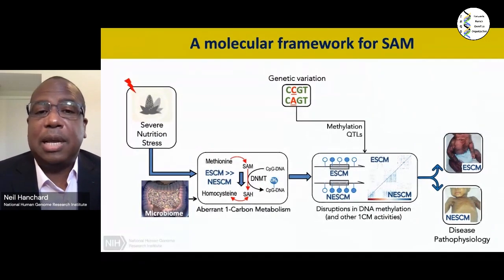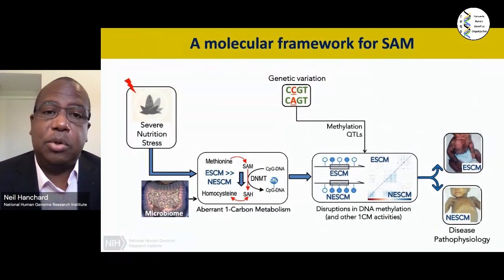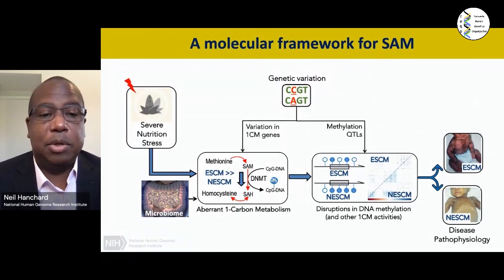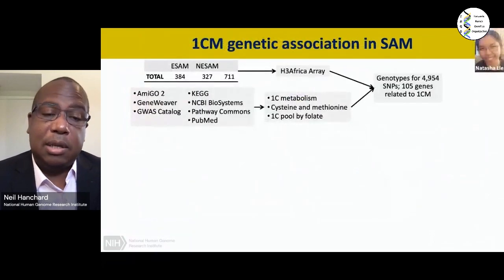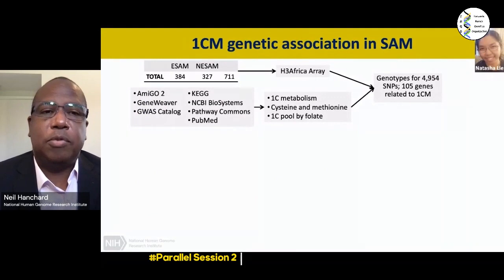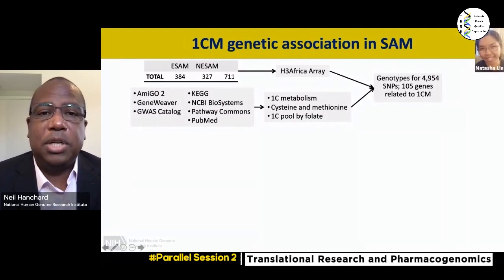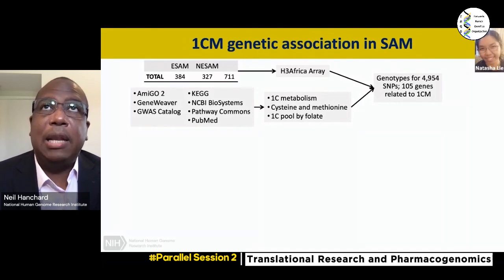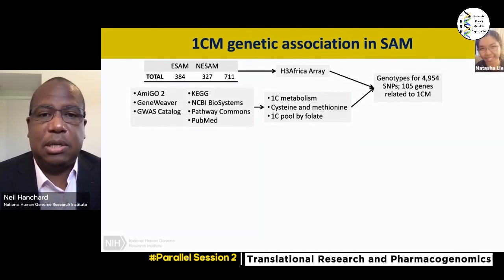But there are other ways that your genetic variation might play a role. And so you could think about, well, what about the genes that are directly related to 1-carbon metabolism? And so we did look at this using our full cohort of 700 individuals from Jamaica and Malawi, all genotyped on the H3 Africa array. And then we just looked for any locus that has been associated with 1-carbon metabolism in the literature.